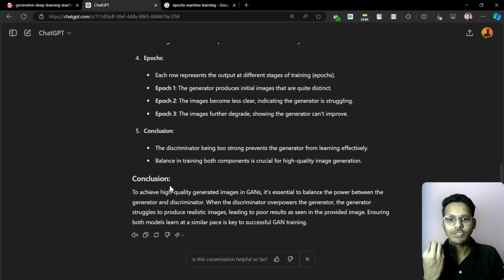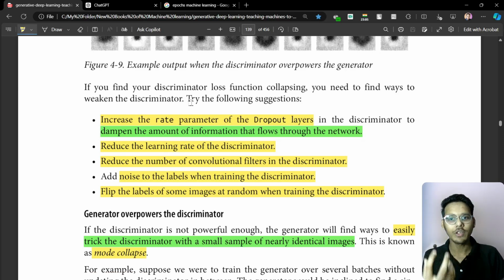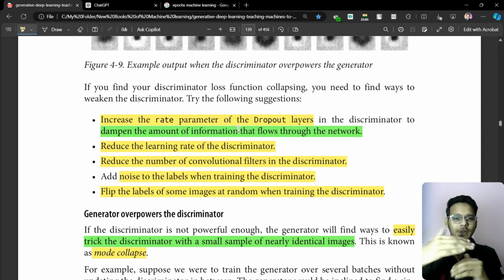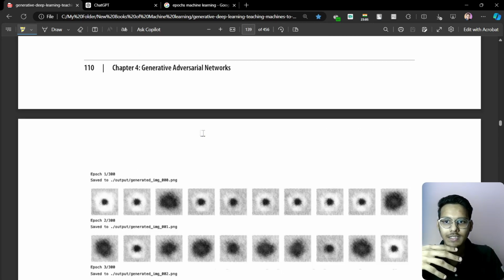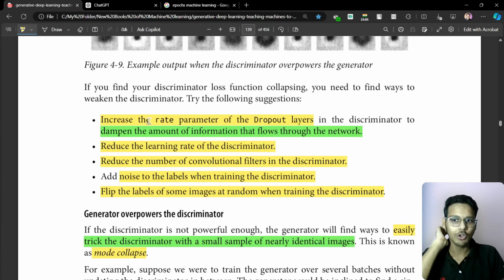Now you can ask more questions to ChatGPT, and it is saying that to achieve high quality generated images in GANs, it is essential to balance the power between the generator and discriminator. Okay. So this is the thing, guys. And you can see here, try the following suggestions. We have to see some suggestions. This was the problem. When the discriminator is powerful, then what will we do? So this is going to be the solution.